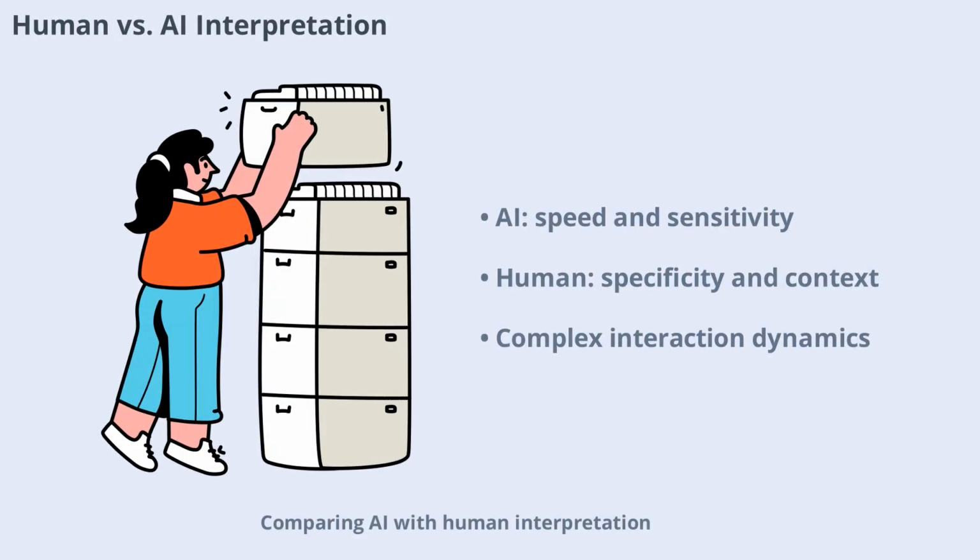Comparing AI with human interpretation reveals distinct strengths and weaknesses. AI excels in speed, sensitivity, and consistency, processing vast volumes of images without fatigue. However, humans outperform AI in specificity, contextual synthesis, and handling complex cases with multiple overlapping findings. The interaction between AI and clinicians is nuanced. While some benefit from AI assistance, others may experience reduced accuracy due to automation bias or poor quality AI tools.